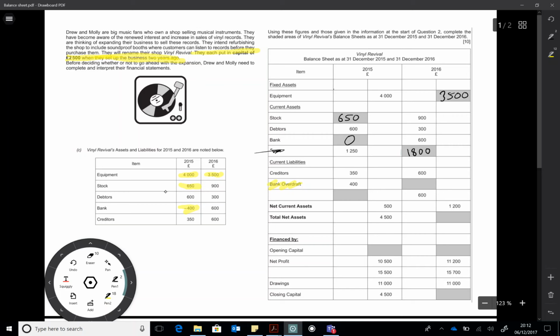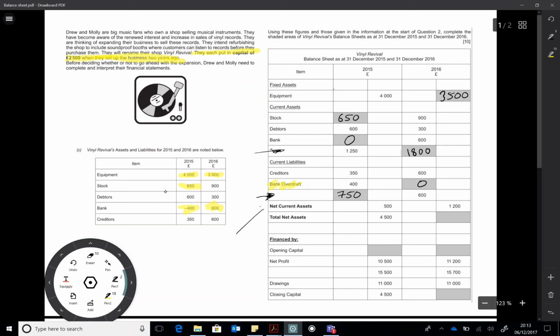If we look again now at our current liabilities, and our liabilities are things that we owe. So we owe some money to our creditors, and we owe some money for a bank overdraft. Now in 2016, we're in a positive number, so therefore we don't have a bank overdraft, so we put a 0. And again, we can check to see if we're right because we've got another blank line, so again, a total. We're adding these figures together. So 350 plus 400 equals 750, and 600 plus 0 equals 600.